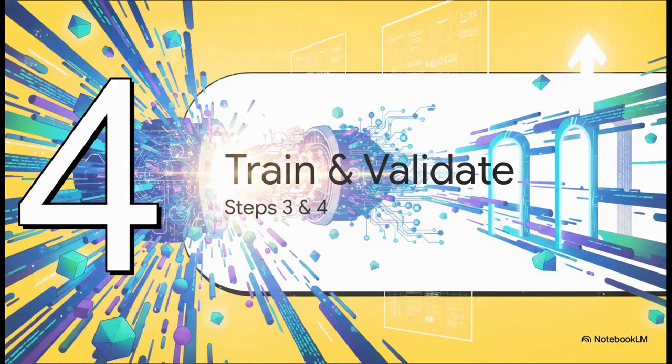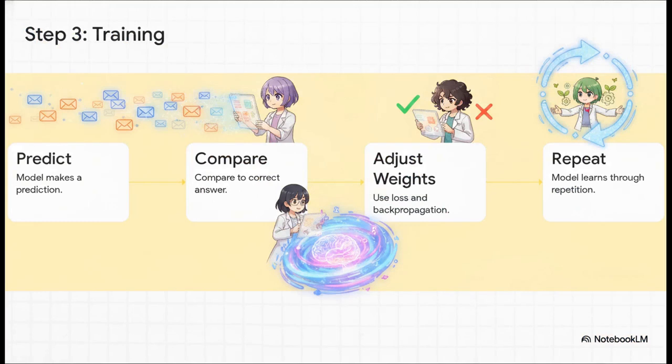All right, let's move to Section 4, Training and Validation Steps. This covers Steps 3 and 4. So Step 3 in our design is the training loop. How do you actually train this architecture you just built?